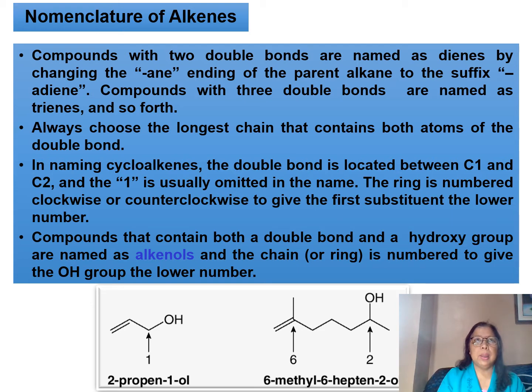So if it is 3 carbons, you write there triene. Or no, that is not, that is 1, 2 diene. Were you able to get that?